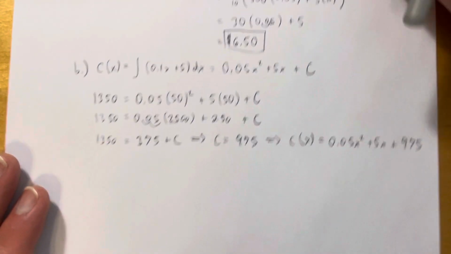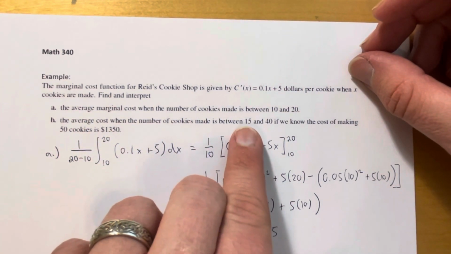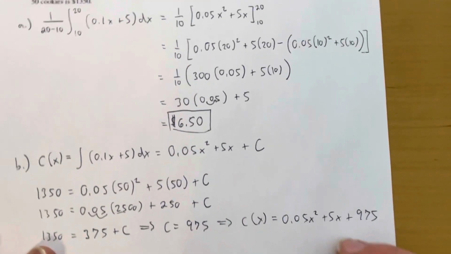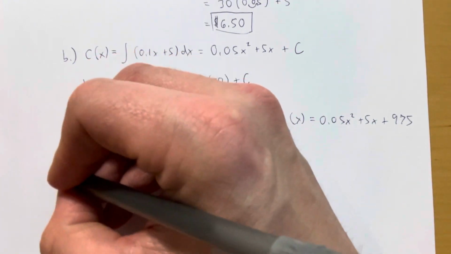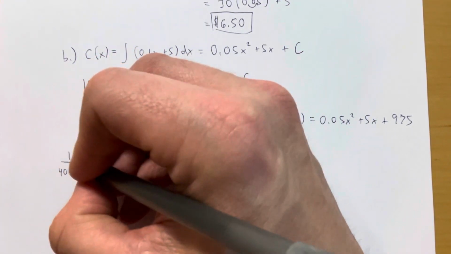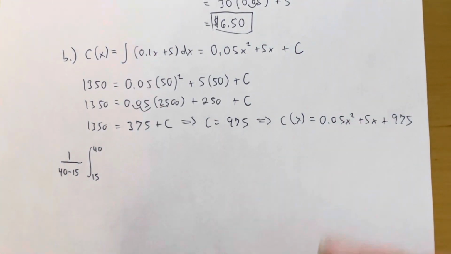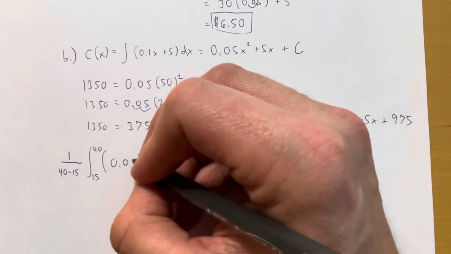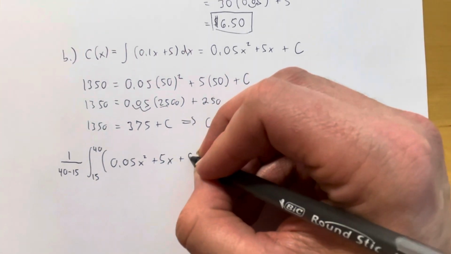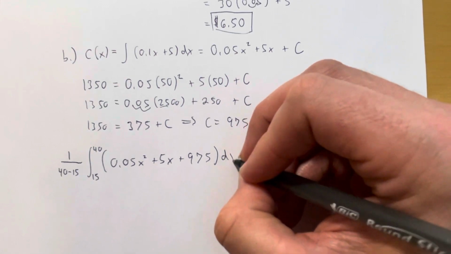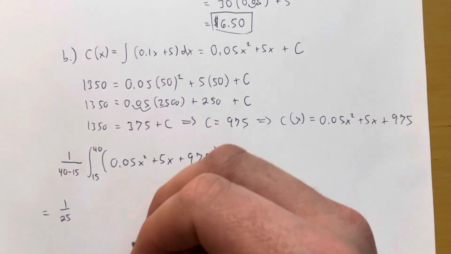Now we have what we need. So going back to what the problem was asking for, what is the average cost when the number of cookies made is between 15 and 40? We have a cost function, and the interval would be the interval 15 to 40. So now I can find my average cost. 1 over 40 minus 15 times the integral from 15 to 40 of the function we just found, 0.05x squared plus 5x plus 975 dx. Okay, 40 minus 15 is 25, so this becomes 1 over 25.